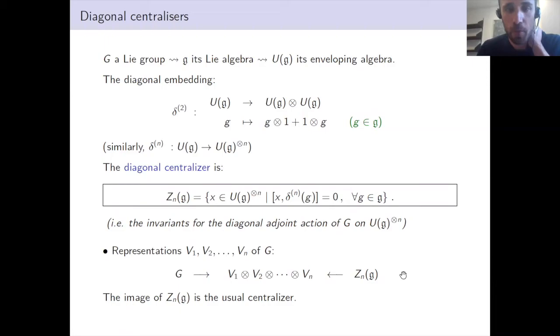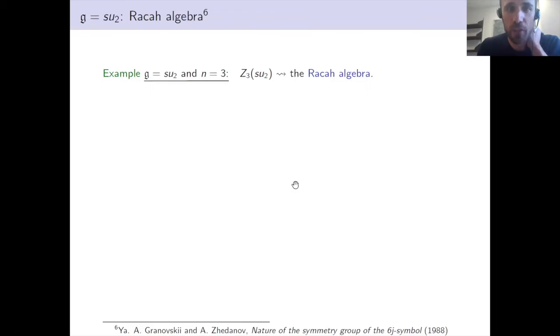Okay, so the famous example of the Racah algebra. This has been discovered some time ago by Granovsky and Alexei Zhedanov, with a problem really related to physics. So what is it? It's going to be the diagonal centralizer for SU2, the simplest simple Lie algebra, and three copies. So we take tensor product of three representations of SU2.